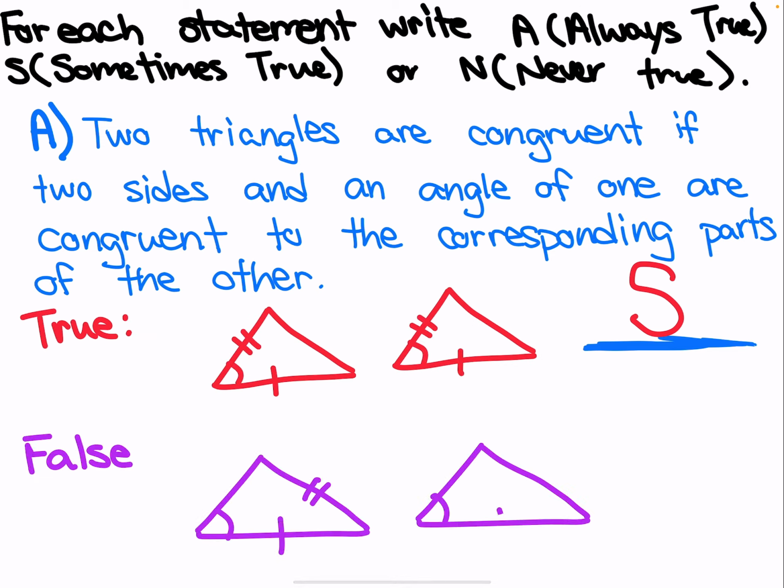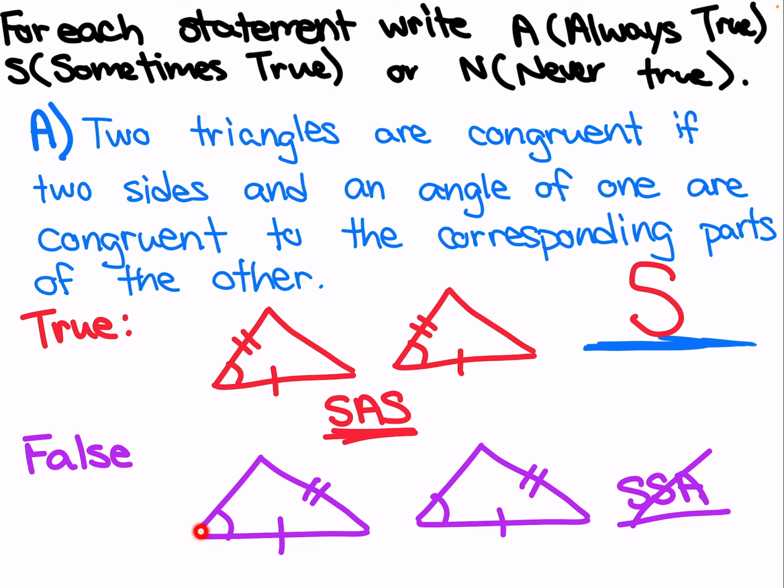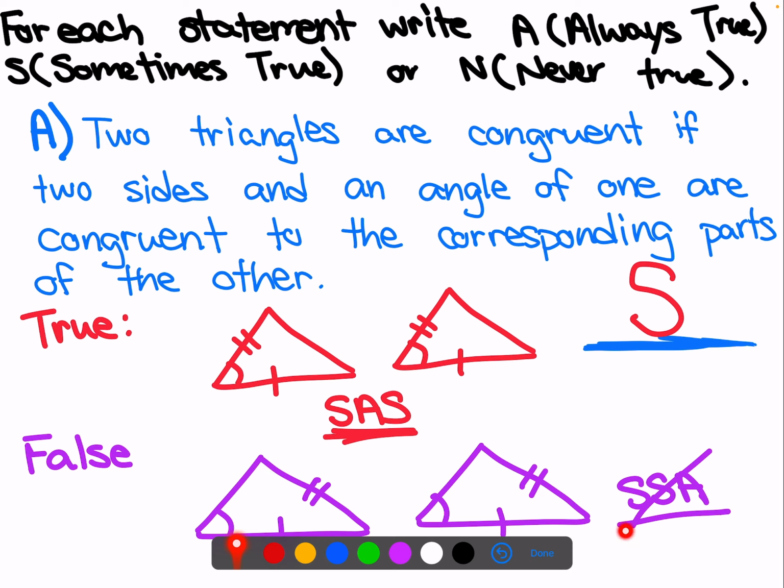So if I have 2 sides and the angle is included in between the 2 sides, that would be side, angle, side. But what if it's not an included angle? What if my angle's on the outside of the 2 congruent side lengths? Well, that would be angle, side, side, which is not one of our postulates. So since it's true when it's side angle side, but it's not true when it's side side angle, that's why this is only sometimes true. So it's not an always true statement, and it's not a never true statement.